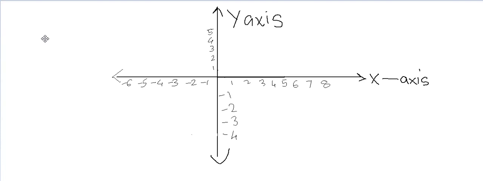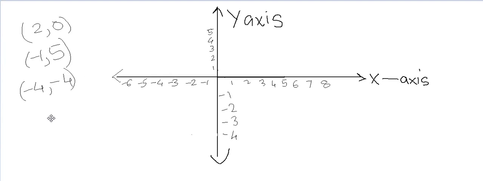So now I'll give you some points and now you will plot them on the coordinate axis. For example, (2, 0), (-1, 5), (-4, -4), and (3, -2). You have these 4 points. So let's plot them now.